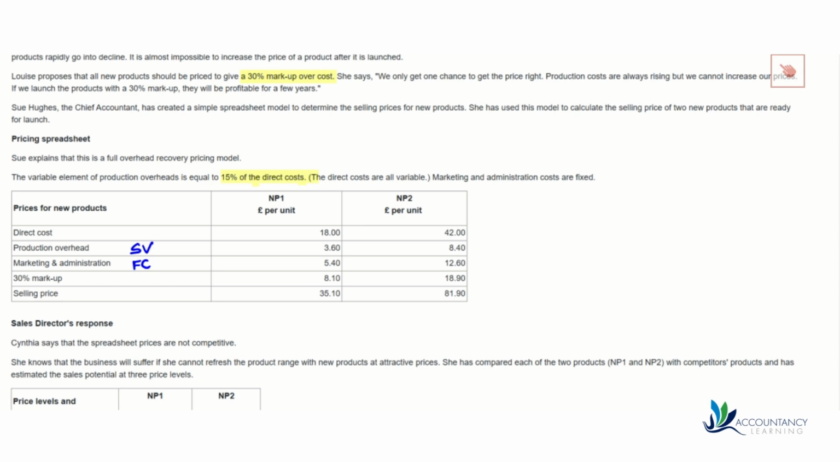Okay, so if it's 15%, so we've got £18 as the direct cost. 15% of the £18 is £2.70. So your variable element here is £2.70, leaving the fixed element of being 90p. Working out the same, 15% of £42 gives us the variable element as £6.30, leaving the fixed element as £2.10.